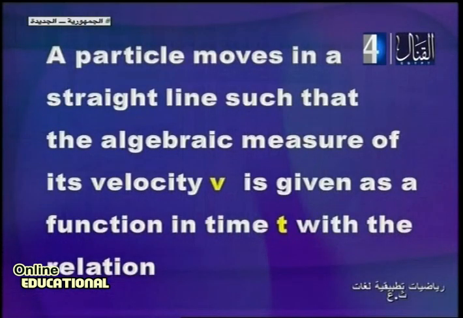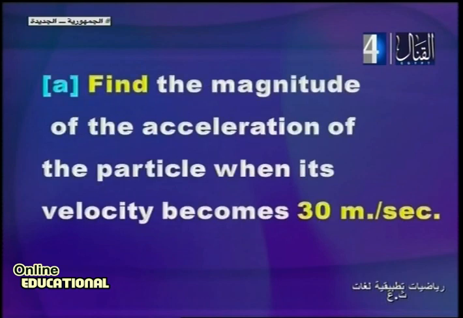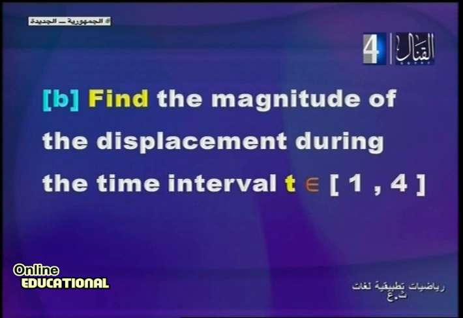A particle moves in a straight line such that the algebraic measure of its velocity v is given as a function in time t with the relation v equals 6t power 2 minus 24, where v is measured in meter per second. The first required: find the magnitude of the acceleration of the particle when its velocity becomes 30 meters per second. The second required: find the magnitude of the displacement during the time interval t belongs to closed interval 1 and 4.